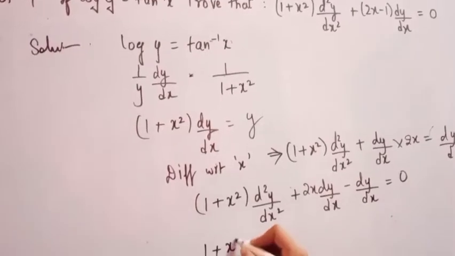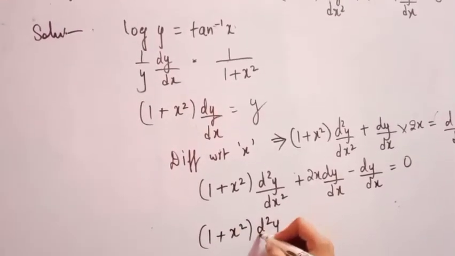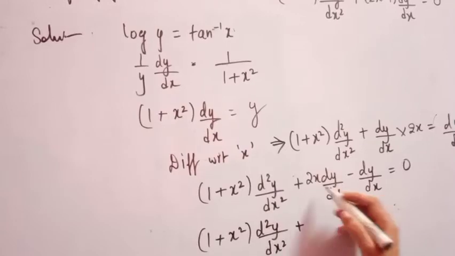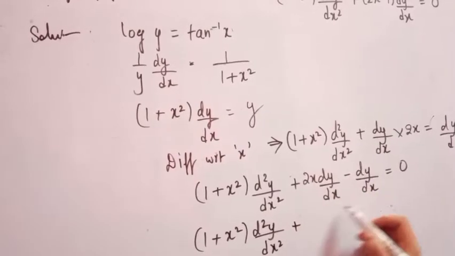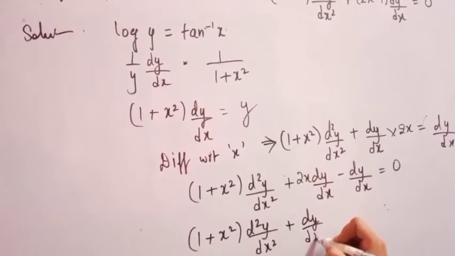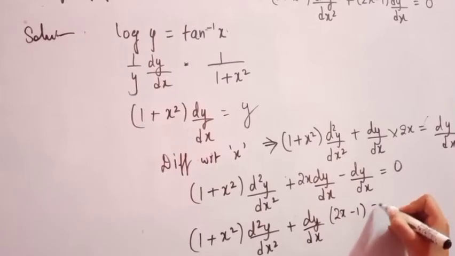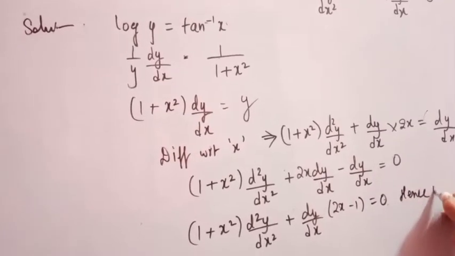Next step, 1 plus x square d2y by dx square, it's almost complete. Taking dy by dx common, we are left with 2x minus 1 equal to 0. Hence, proved. It was a simple question.